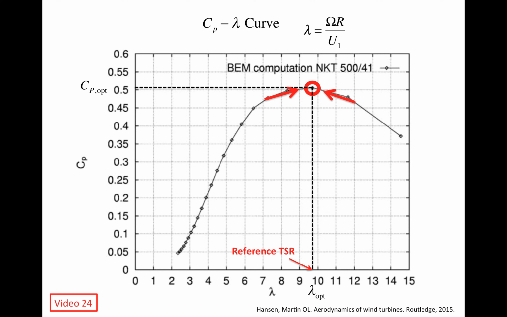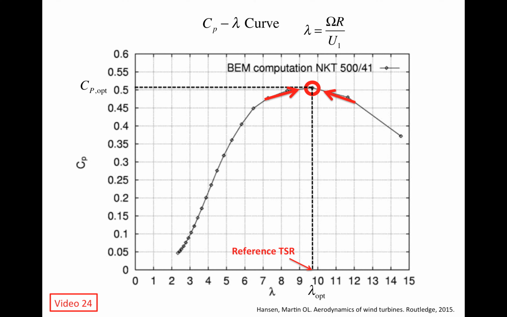So if the instantaneous TSR deviates from the reference TSR, if it becomes smaller than the reference TSR or larger than the reference TSR, then the control system will know that it has to do something about the pitch angle of the blades. But in which direction, right? In which direction should the machine pitch the blades?